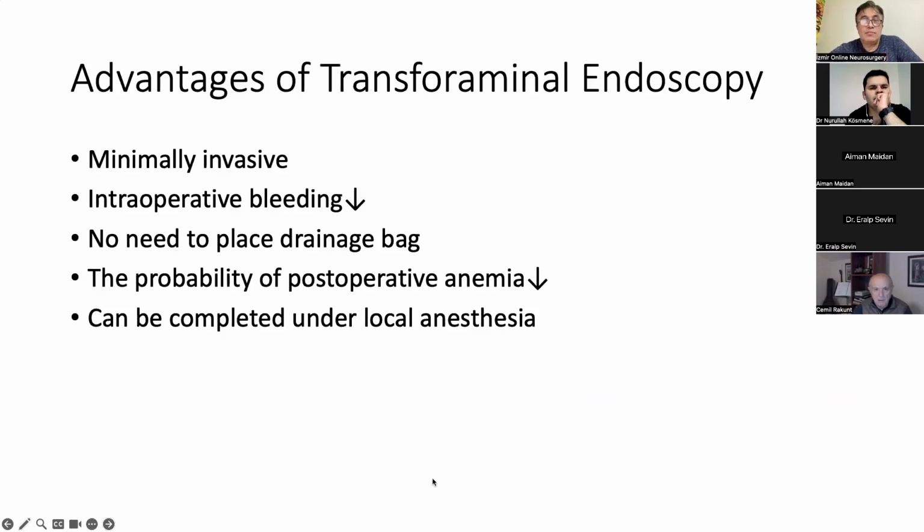The following items in the article's discussion section list the advantages of the transforaminal single-channel endoscopy technique. It is a truly minimally invasive technique. There is less intraoperative bleeding. There is no need to place a drainage bag after operation. The probability of postoperative anemia is low. The surgery can be completed under local anesthesia.